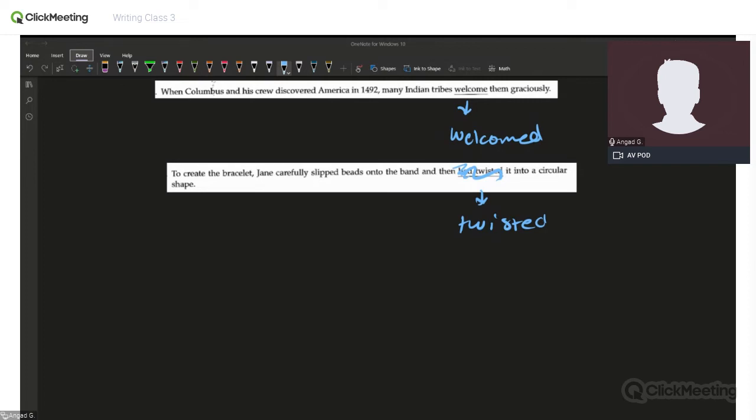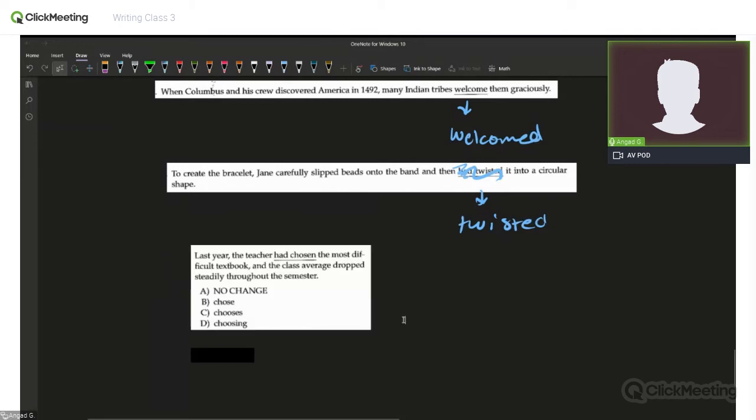I'll give you guys a few more questions, this time multiple choice questions. All right, so last year the teacher had chosen the most difficult textbook and the class average dropped steadily throughout the semester. What do you guys think the answer will be to this?